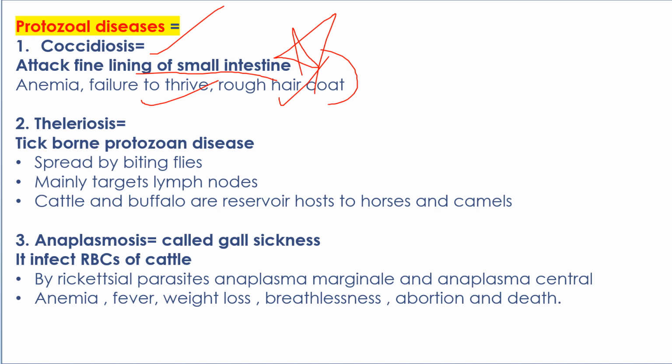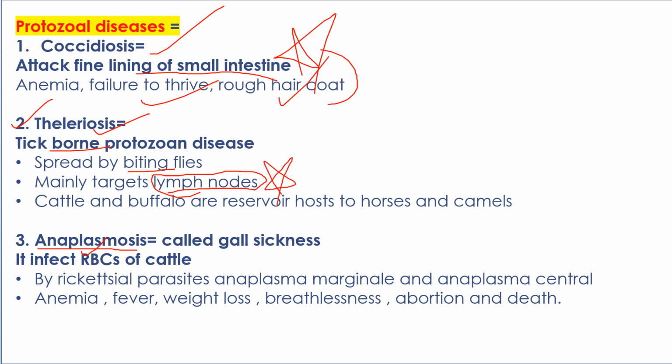Then is theileriosis, and that is a tick-borne protozoan disease. Anaplasmosis is also tick-borne. Okay, so what do ticks do? They actually affect the lymph nodes of the cattle. So you need to remember this.